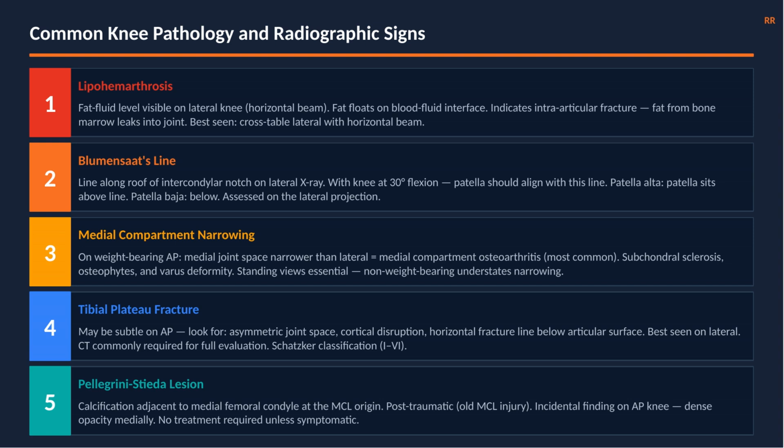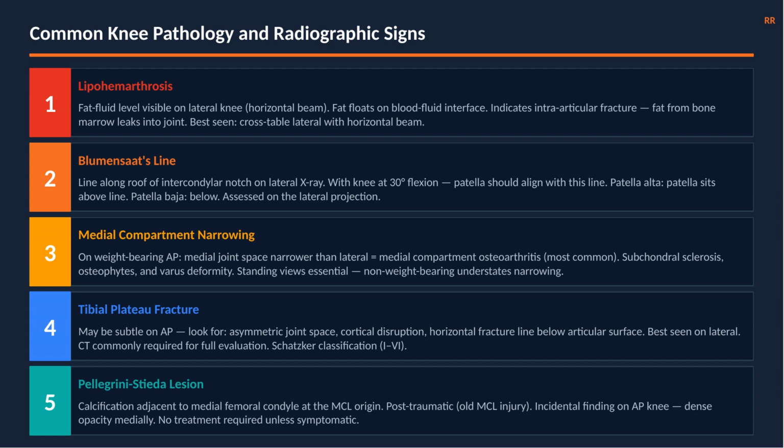The most common cause, tibial plateau fracture. Blumensaat's line. On the lateral knee with the knee at 30 degrees of flexion, the inferior pole of the patella should align with the roof of the intercondylar notch. Patella above equals alta, below equals baja.